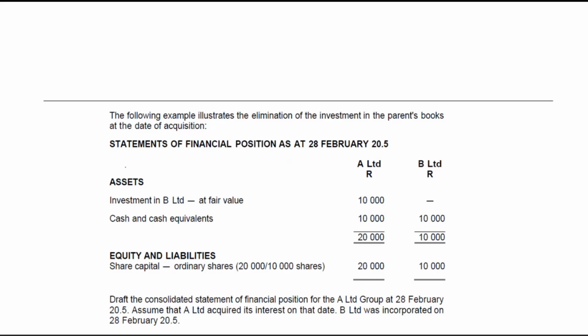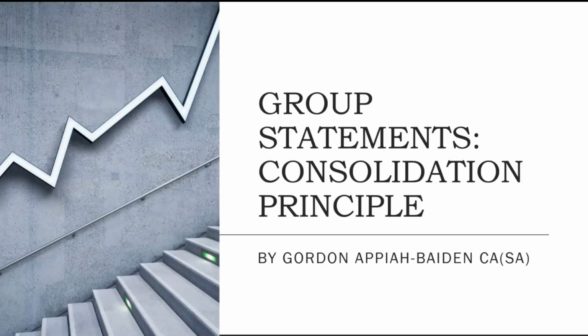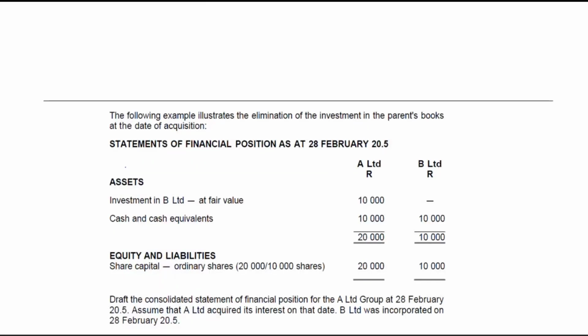Right. So in this question, for example, let's do a question. The following example will illustrate the elimination of investment in the parent group. We have a statement of financial position as at 28th of February 20x5. They have given us an extract. This is not a complete statement of financial position. The assets include investment in B Limited at fair value.